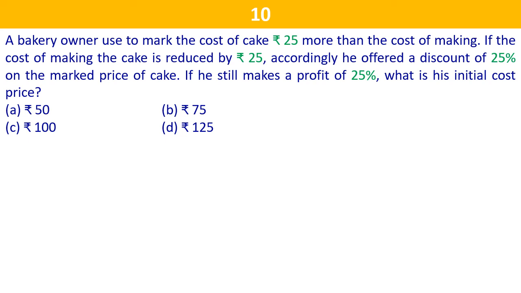Problem number 10. A bakery owner used to mark the cost of a cake rupees 25 more than the cost of making. If the cost of making the cake is reduced by rupees 25, accordingly, he offered a discount of 25% on the mark price of the cake. If he still makes a profit of 25%, what is the initial cost price? Now here the number 25 has repeated quite a lot. I request you to pause this video, read the question once again silently and try it on paper. And once you have solved it, you can resume the video to look for the solution.